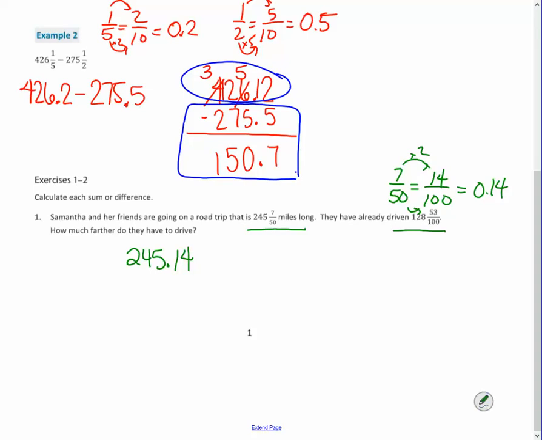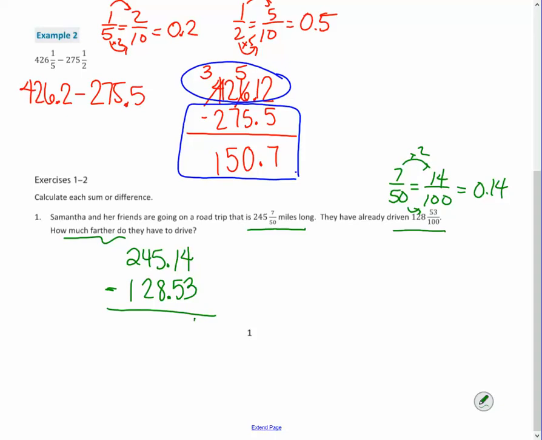That one's really easy because it's already in that power of 10. So 128, decimal point lining up, directly over top of each other. And then 53 hundredths, we can just write that down because it was a power of 10. So again, we need to figure out how much further they have to drive. So that's going to signal us to subtract.